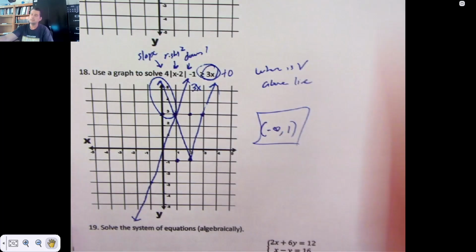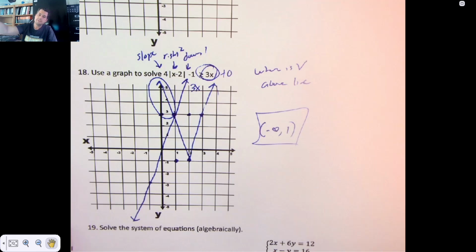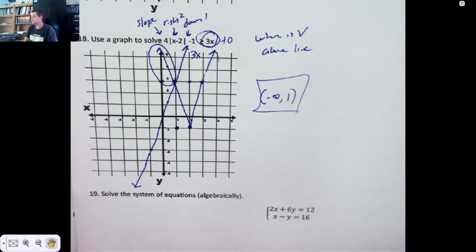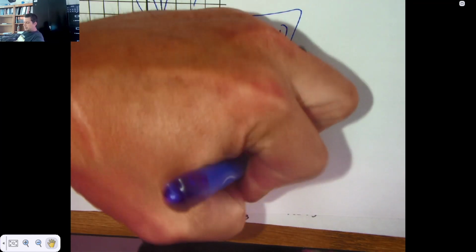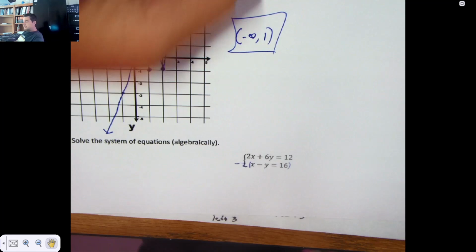There's that one. 19 will solve systems algebraically. I am going to do the elimination technique on this one. I think one kid in second period got this one right. That's pretty bad. I'm going to take that and multiply it by a -2.